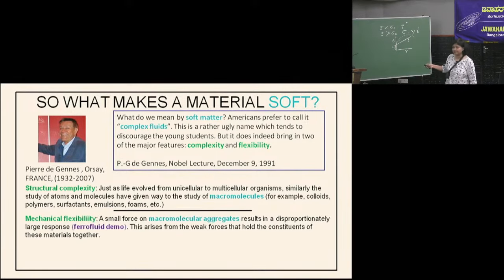The second was flexibility. What de Gennes meant was mechanical flexibility. This is what we've been trying to demonstrate with yield stresses and all that, that a very small force on a macromolecular aggregate can give rise to a huge response. To illustrate this a little better, I'm going to give you an example that de Gennes gave during his Nobel lecture. This was the method by which the Native Americans in the Amazon basin made boots. Does anybody know how they made boots?